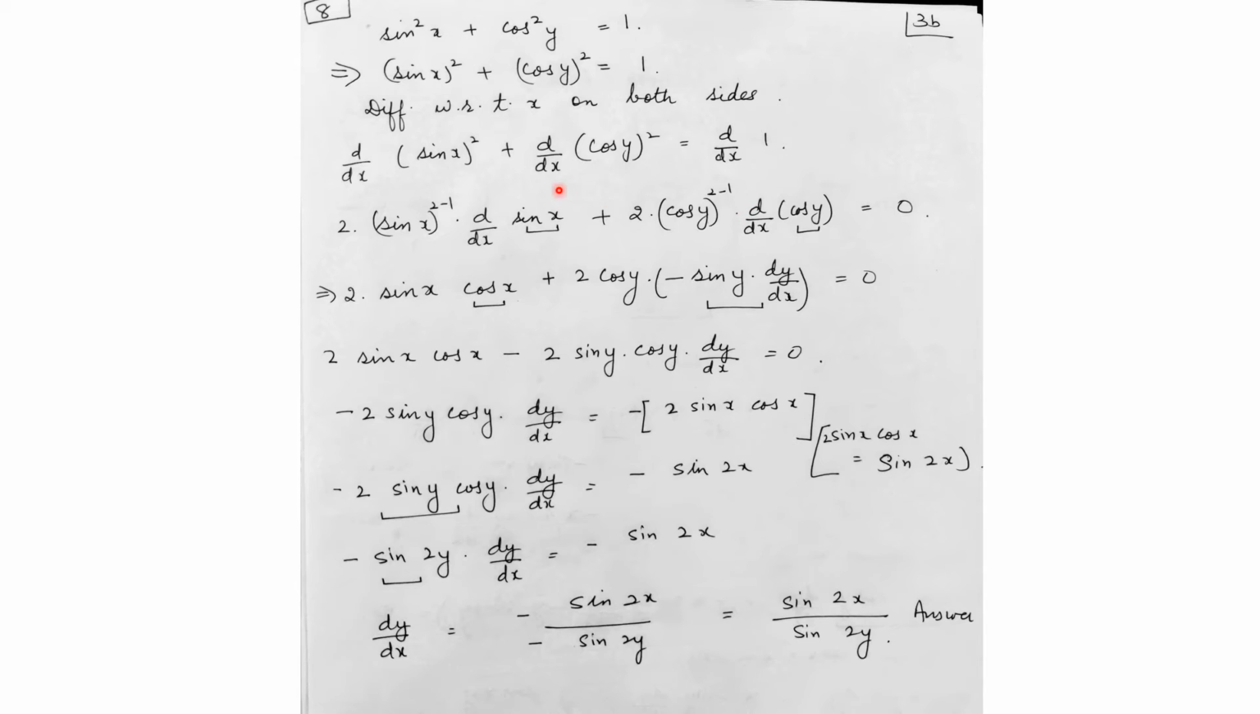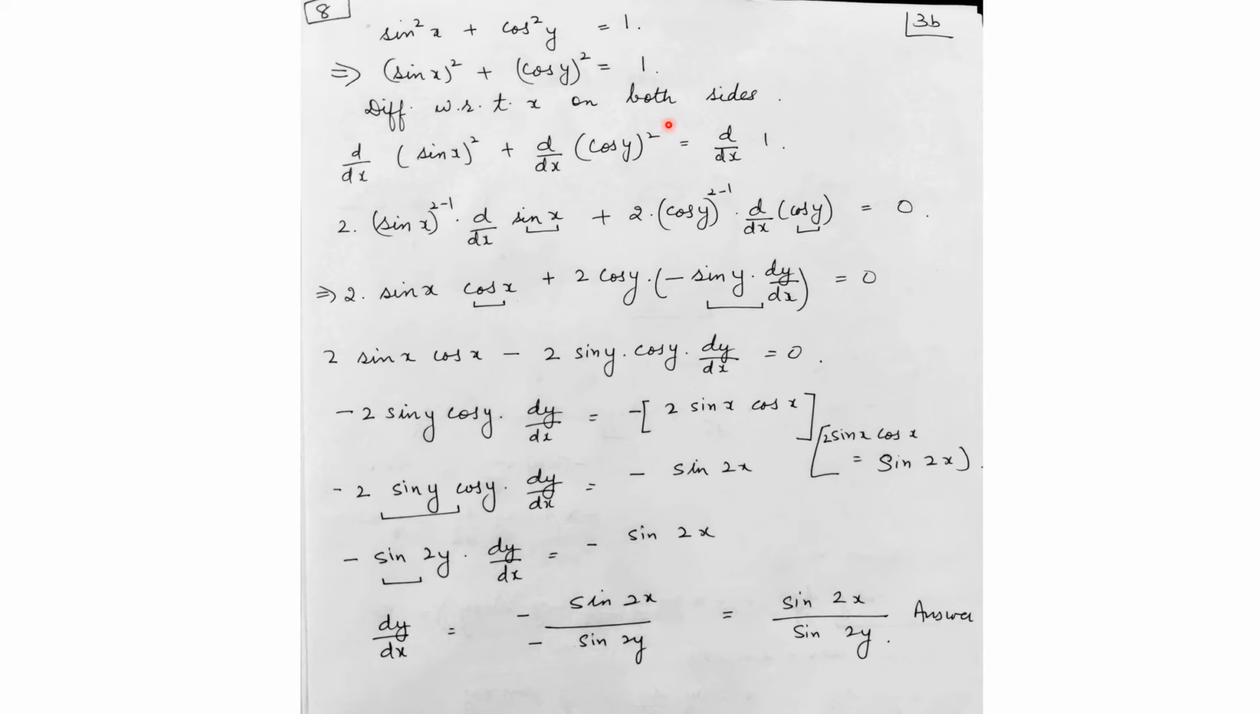The question is sine square x plus cos square y is equal to 1. See, as we did in the previous question, if it is written as sine square x, we can write it as sine x whole square. So we are doing this here also. I will write it as sine x whole square plus cos y whole square is equal to 1.